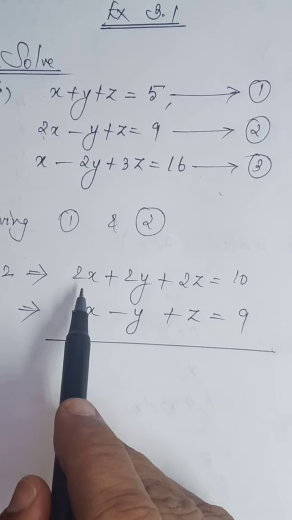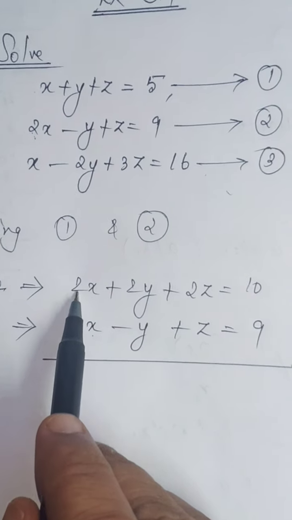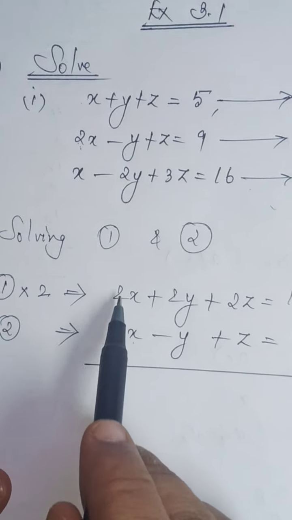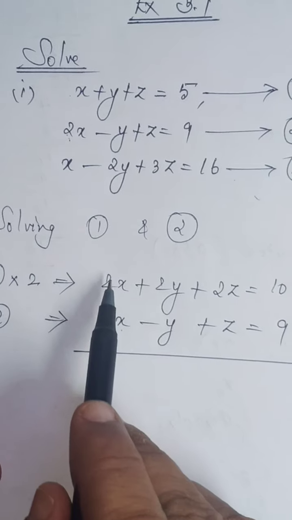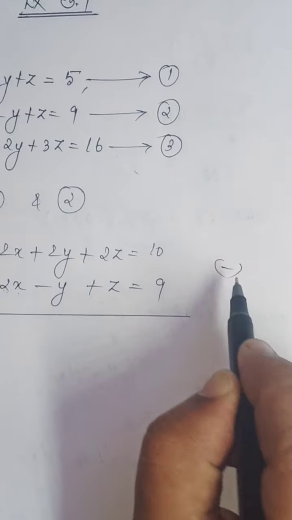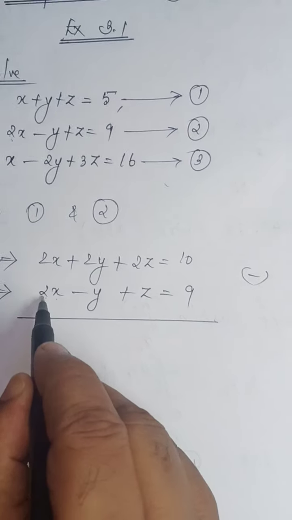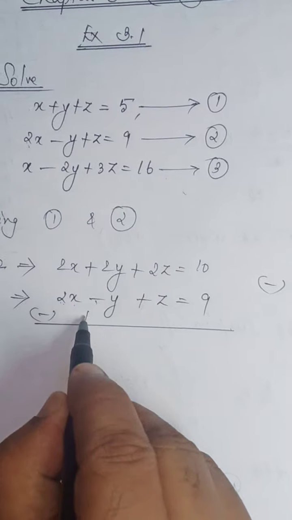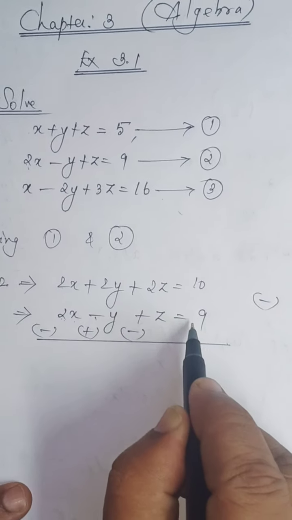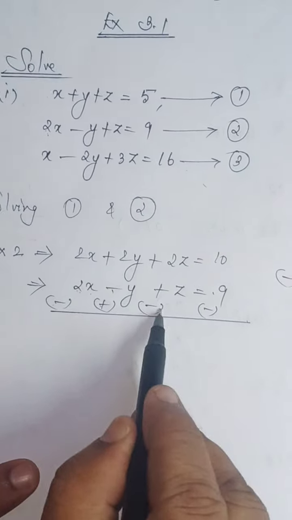Look at that, already have decided which variable to be eliminated, x only. Look at the coefficient of x here, 2. Here also 2. Since both the coefficients are equal, then we have to change the sign. Then only you can eliminate. So plus 2 becomes minus 2, minus becomes plus, and plus becomes minus. Here plus 9 becomes minus 9. Now we have to consider the changed sign only.